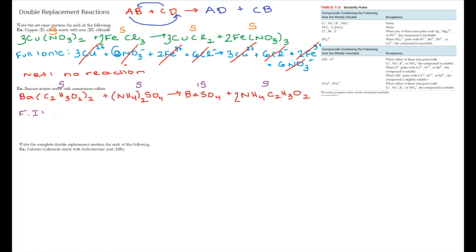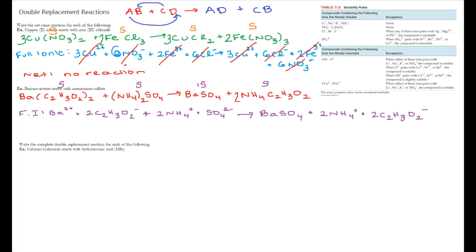Okay, so I'm going to break apart anything that is soluble, and I'm going to leave alone anything that is insoluble. So barium acetate is going to break apart into barium ions. And remember, you put the 2 in front, 2 acetate ions. What else? Well, I have 2 ammonium ions, because that's soluble as well, and sulfate, SO4 2-. Okay? That produces, well, this is insoluble, so I'm going to leave it alone. I'm not going to break it apart. And this is soluble, so I'm going to break it apart. 2 ammonium ions and 2 acetate ions.